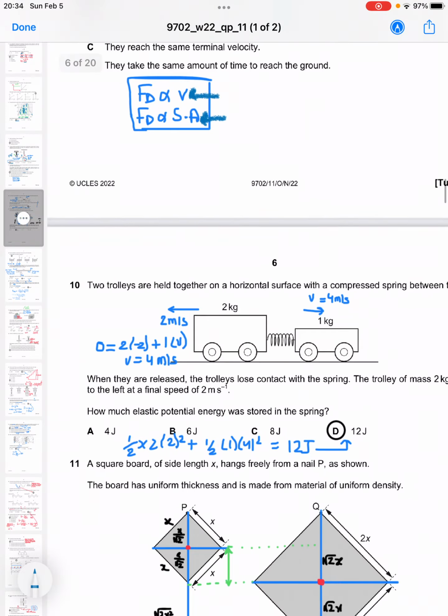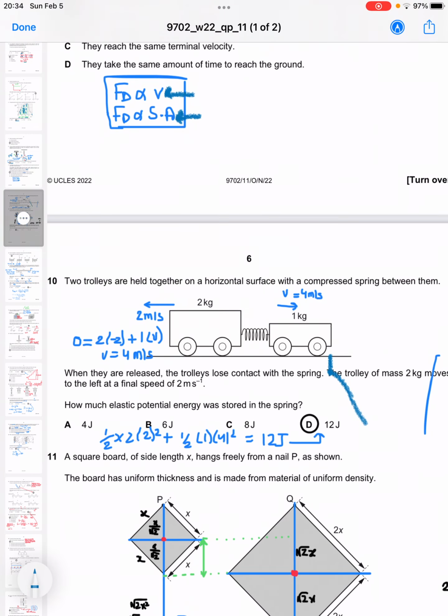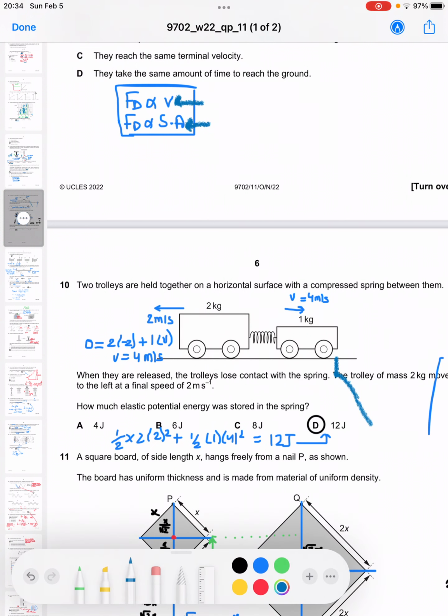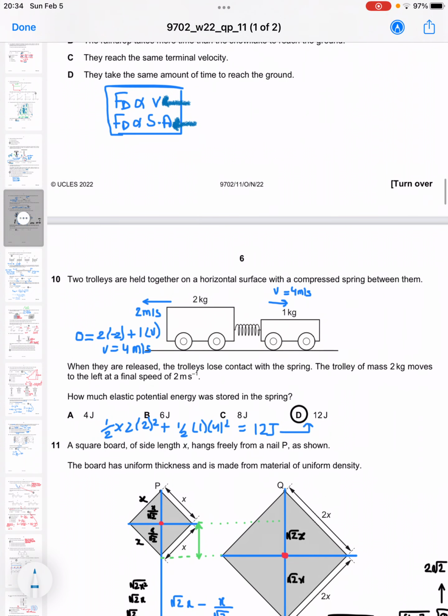Question number 10 says that two trolleys are held together in a horizontal position with a compressed spring between them, and then the trolleys are released. So initially they were at rest. The initial total momentum was 0. So when the trolleys are released and in contact, the trolley of mass 2 kg to the left has a final speed of 2 meters per second. We have to show how much elastic potential energy was stored in the spring.